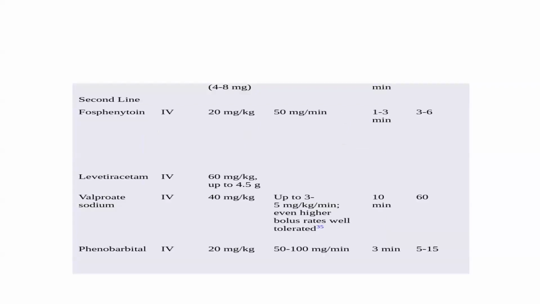Now, the second-line drugs are fosphenytoin, that is 20 mg per kg, with a maximum rate of 50 mg per minute. Then levetiracetam, that is 60 mg per kg, and the maximum that we can give is 4.5 grams. Then valproic acid, that is 40 mg per kg, at 3 to 5 mg per kg per minute, or even a higher bolus rate can be given. And the last is phenobarbital, that is 20 mg per kg, and if you want to give an infusion, it is 50 to 100 mg per minute.